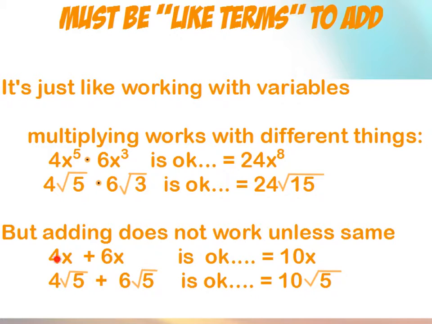In order to add, these have to be like terms. You have to have an x, and this has to be an x. This can't be an x and a y. Can't be an x and an x squared. These have to be alike. If they are, then you can add them, and you really just add your coefficients, and you leave the variable part the same. Radicals are identical. Add the coefficients, leave the radical part the same. Simple as that. Let's try it.